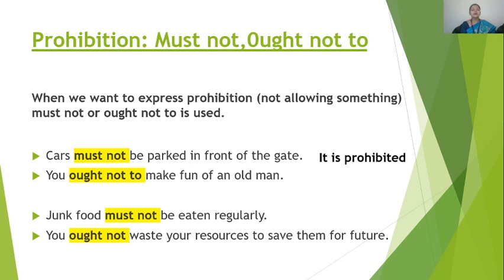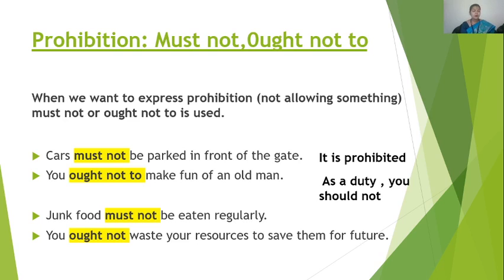Clear? Now the second sentence is you ought not to make fun of an old man. So when you use ought not to instead of must not, this ought not to is showing a moral duty of the person, means morally the person should not do that thing. So the subject is taking it as a duty that he is not allowed to do that thing. It is his moral duty not to make fun of an old man.